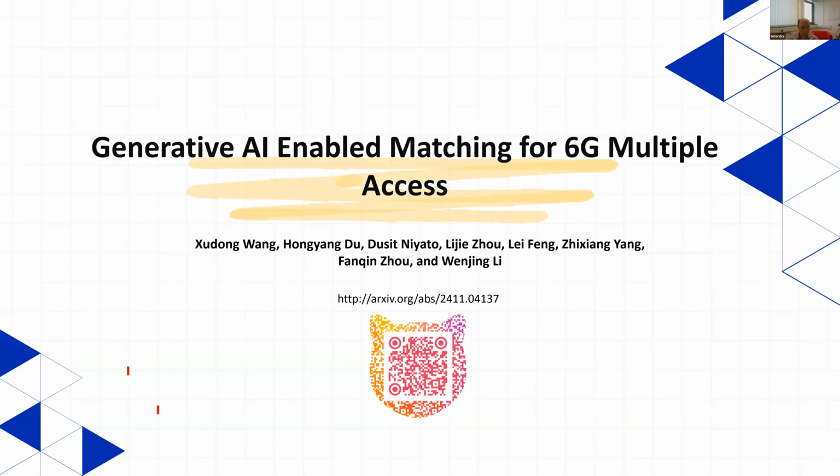Good morning, everybody, and thank you very much for giving me the opportunity to present the research work. The title of the talk is Generative AI Enabled Matching for 6G Multiple Access. We have this paper available on arXiv. If you are interested, this is the QR code and the URL to the paper on arXiv.